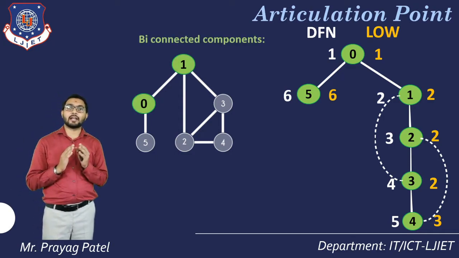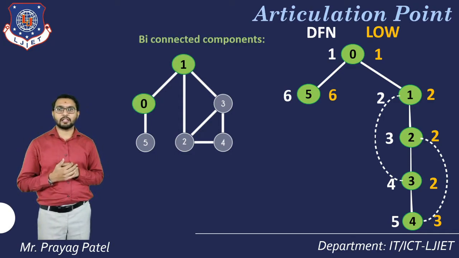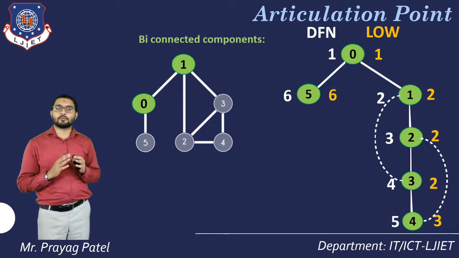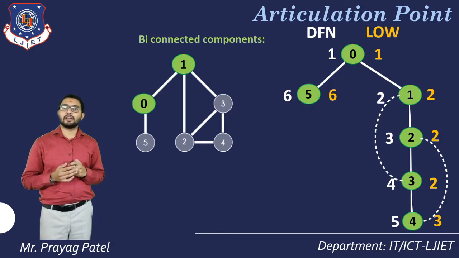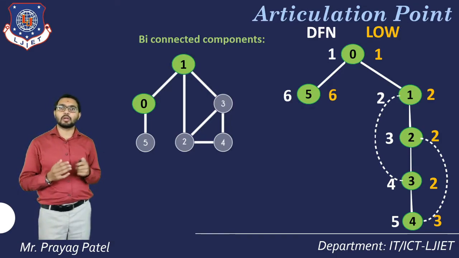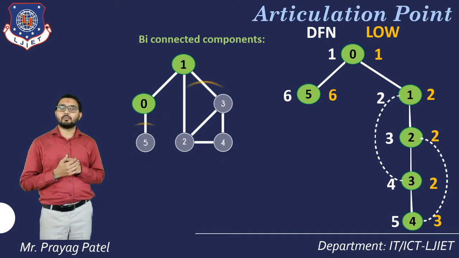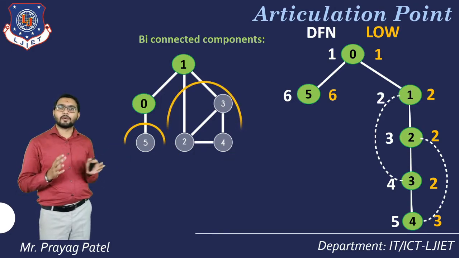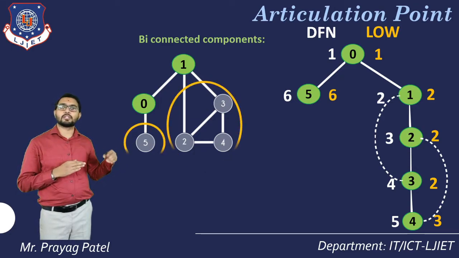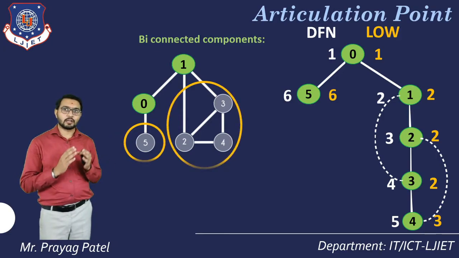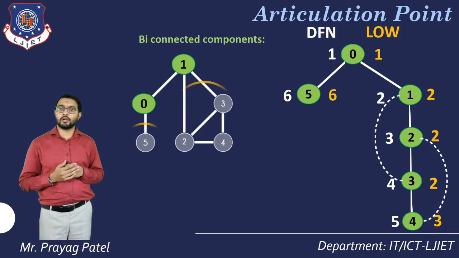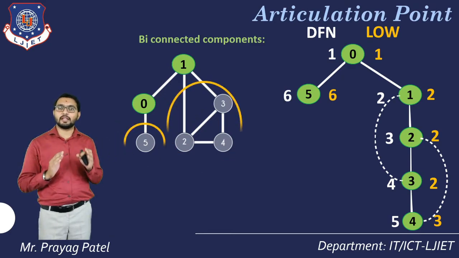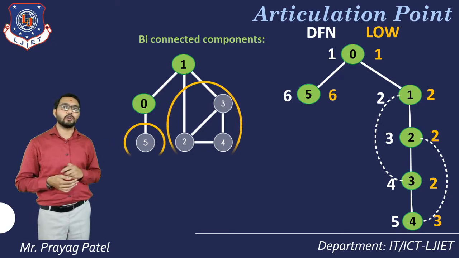Now understand the biconnected components. What are the biconnected components? Biconnected components means after removing the articulation point, the remaining parts are considered biconnected components, meaning two different graphs. So here in this graph, node number 5 is one biconnected component, and nodes number 2, 3 and 4 are considered the second biconnected component. Means in biconnected components there is no articulation point present.